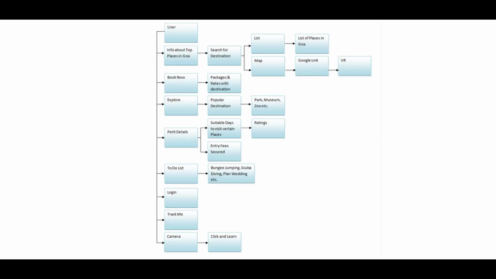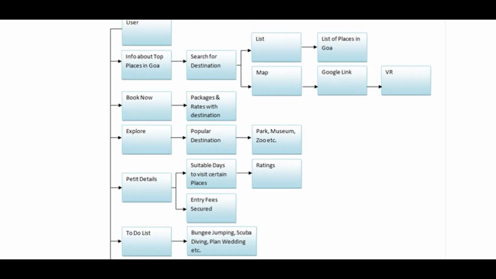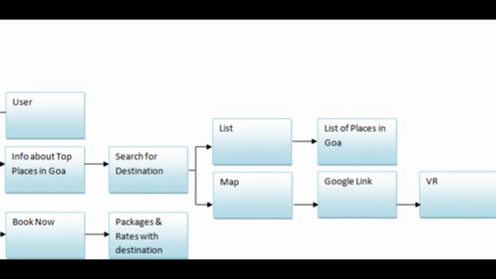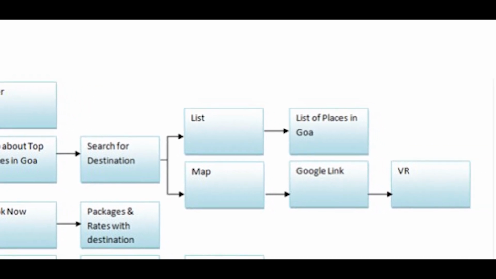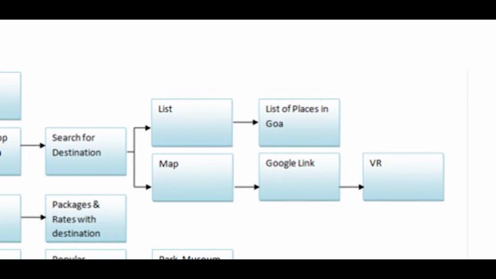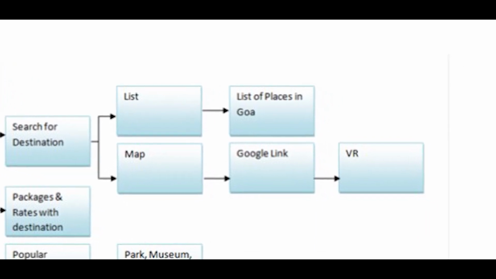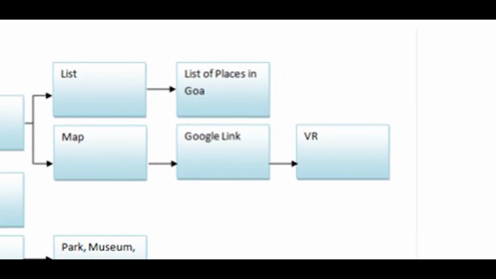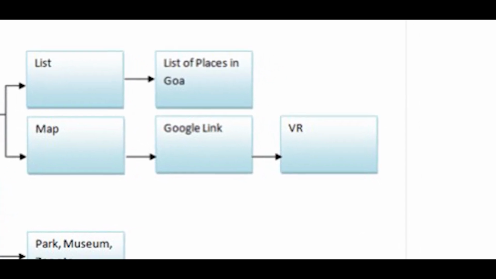This is the block diagram of our project. Here the user can use the following features. On the first page, we have the top places to visit in Goa. Here we can search for destinations by using the list or map option. Here we also have the VR option which gives us a 360 view of a specific place. By using this, a foreigner can experience the place before visiting it.